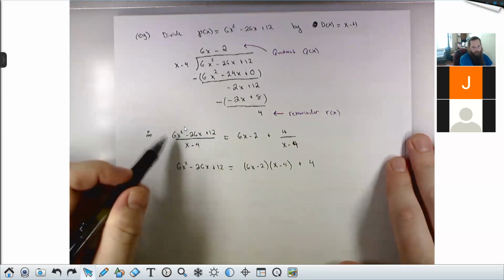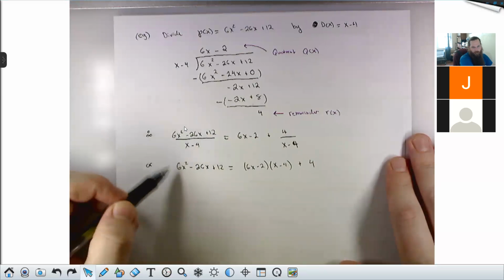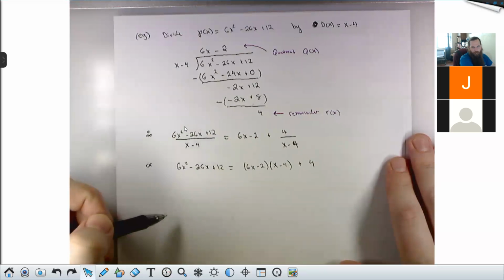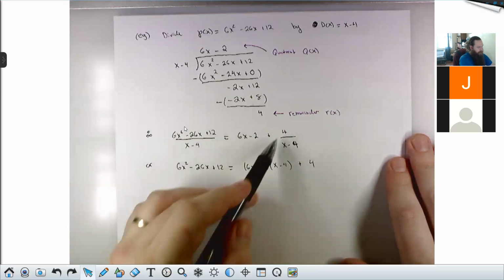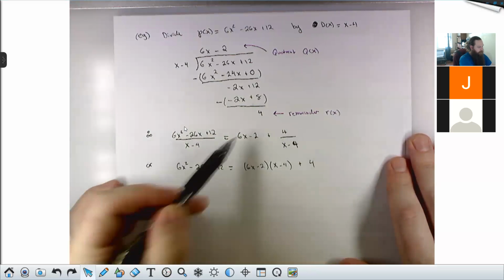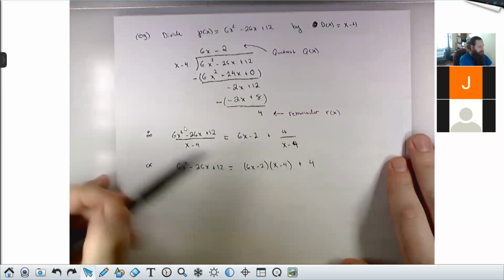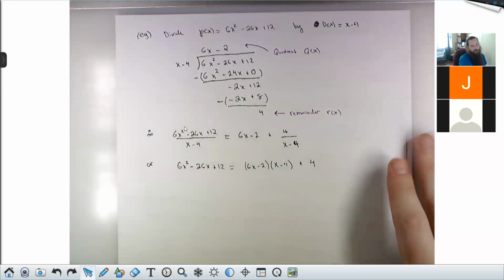To go from here down to here, you just multiply both sides by x minus 4. Here, the x minus 4 is canceled, you just get 4. Here, you get 6x minus 2 times x minus 4. And on the left, the x minus 4 is canceled, you just get the top.